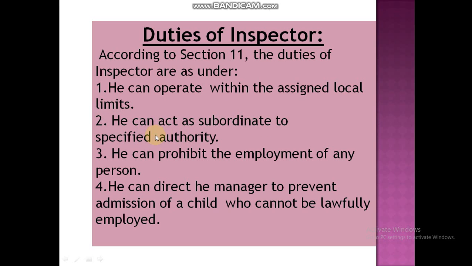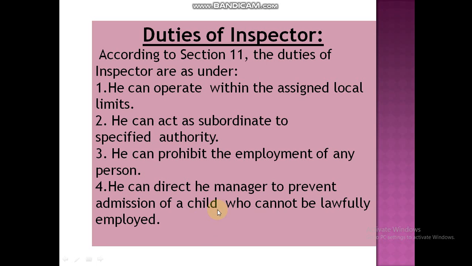He can act as subordinate to specified authority. Specified authority means all those people who are assigned or given the designation to check the premises, he could work as their subordinate and can implement the provisions or the rules and regulations applied by them. He can prohibit the employment of any person. If he finds that any person is unfit or the person is prohibited by the Factories Act to work in that premises, he can stop the person to continue employment in that particular area which is termed as the factory.